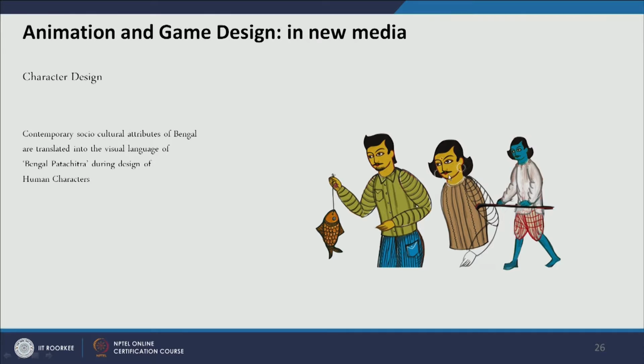Coming back to the particular case of our 2D animation design, the characters are designed from the traditional art style as well as by thinking about the contemporary features of people. Here we can see the traditional feature of the character, while the hairstyle and the ornamentations were based on traditional socio-cultural attributes, from which a contemporary human figure is evolved. Even the other characters have been designed from this traditional style.